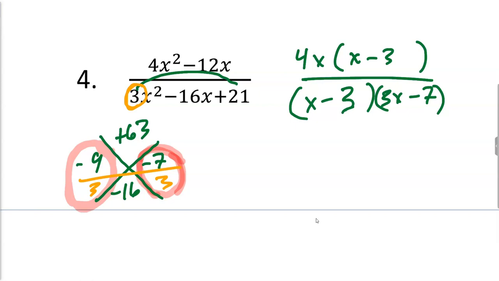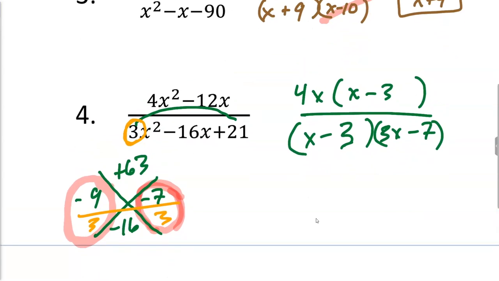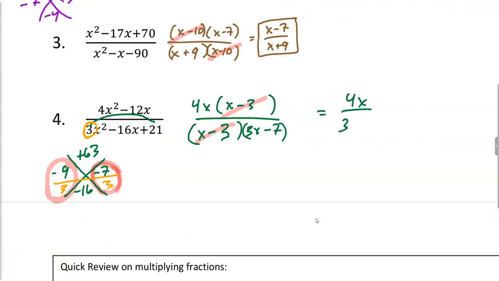X minus 3 crosses off, and I've got 4x over 3x minus 7. There's really no way to factor it anymore, make it look better. Nope. That's as good as it gets, man. What if we put the 7 on top and then take 4x and put it on the bottom? No. That's it, man. That's all you can do.